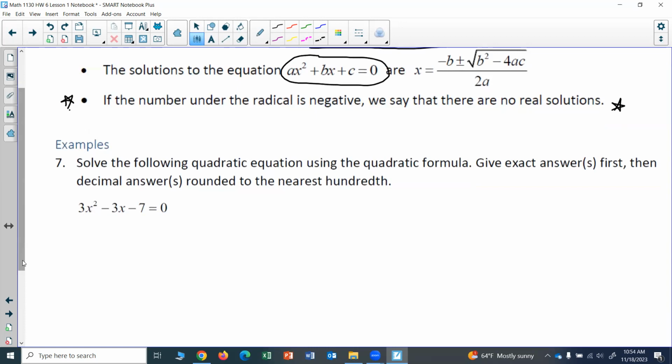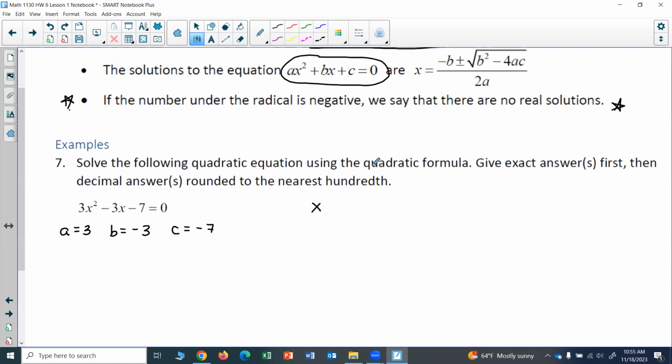Once you've done that, then you can identify a, b, and c. So in this case, I have a equals 3 because of the 3x squared. b equals negative 3 because of minus 3x. And c equals negative 7 because of the minus 7. Now notice that the sign in front of the term goes along with the coefficient. So a was positive 3, b was negative 3, and c was negative 7.